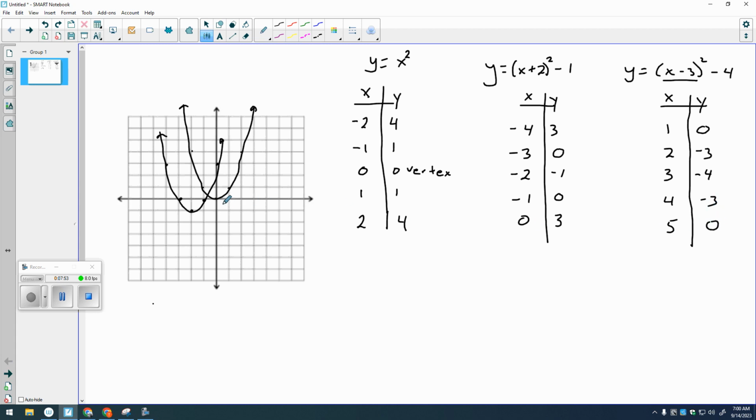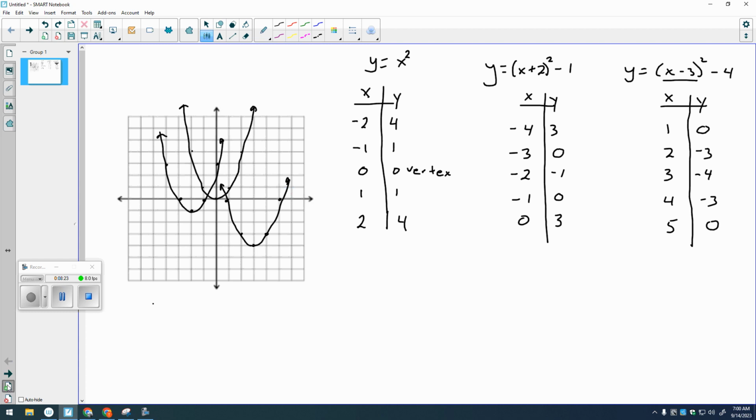Plotting the points when x is a positive 3, 1, 2, 3, 1, 2, 3, 4. When x is a positive 2, y is a negative 3. When x is a positive 4, y is a negative 3. When x is a positive 1, y is 0. When x is a positive 5, y is 0. Same exact shape. Okay, we got to do somewhere we change the shape.